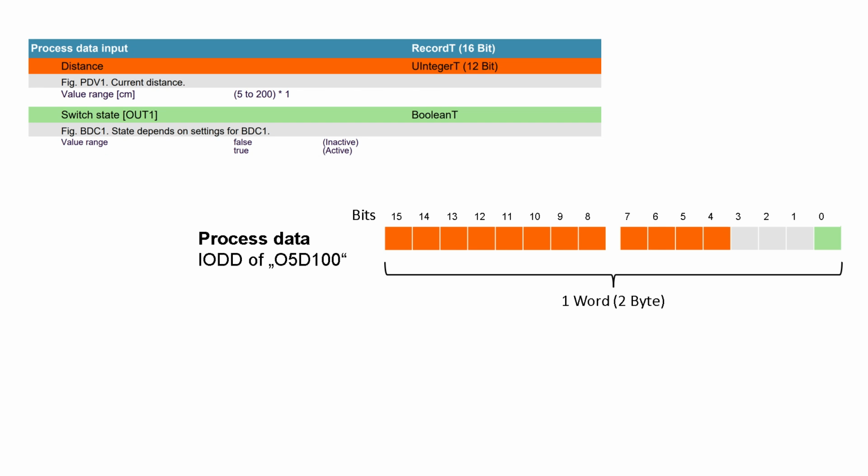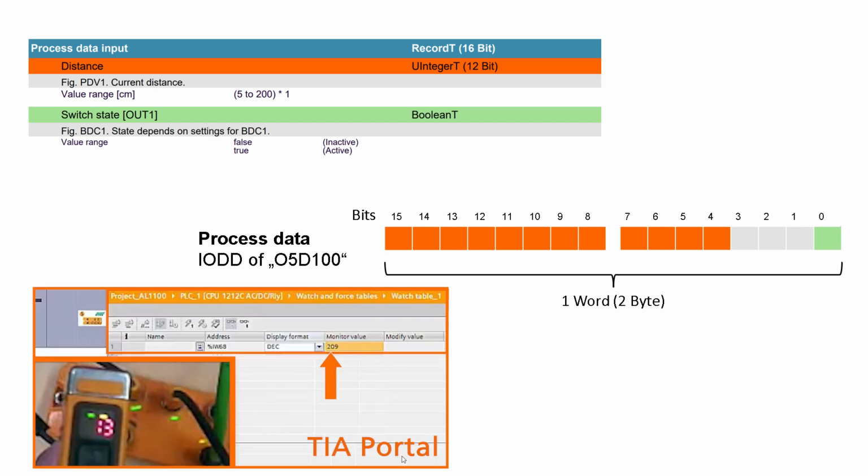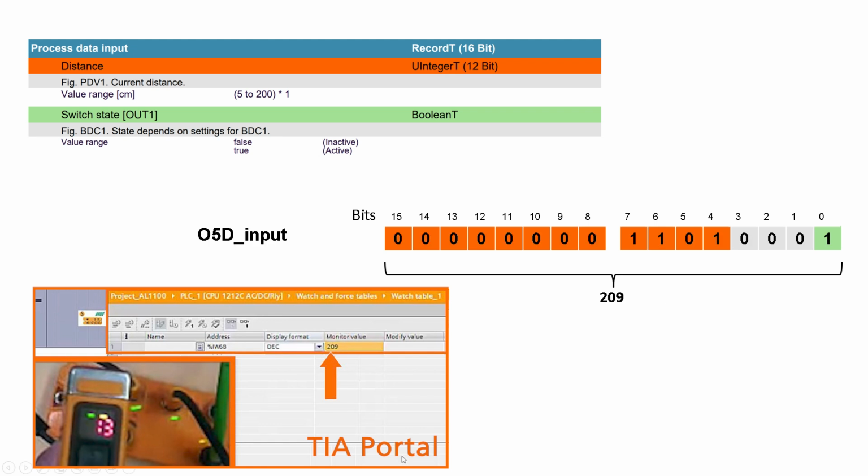Before we take a look at our watch table to check the values, let's see what happened with the SHR operation in detail. For a better understanding, we take the process data structure of the O5D sensor and fill it with a numerical value shown in TIA portal. When the sensor shows a distance of 13 centimeters on the display, the raw data in %IW68 will show a decimal numerical value of 209. This value is shown here in binary form. This is not yet the current distance value, because it still includes bit 0 for the switching output of the sensor, as well as bit 1 till bit 3, which are unused.